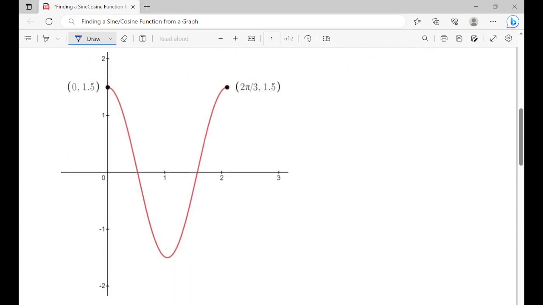Next we have this trig wave starting up here at 1.5, going down to -1.5, then coming back up to 1.5. And since it's not starting at the origin, I'm going to go with this as a cosine function. And since it goes as high as 1.5 and as low as -1.5, I'm going to say that the amplitude is equal to 1.5, or 3 over 2 if you prefer to use a fraction, whichever you want.